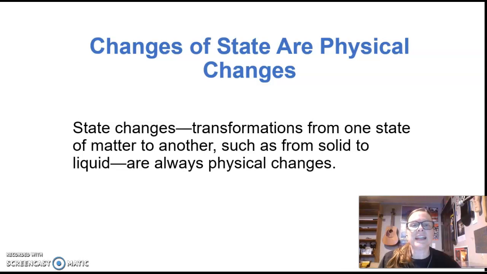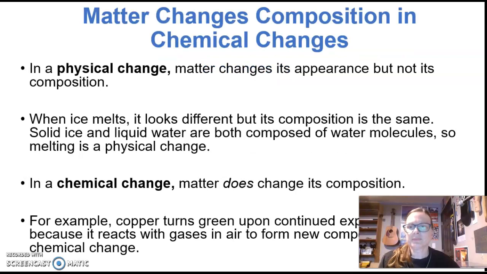So changes of state are physical changes. If you go from solid to liquid, liquid to gas, solid to gas, those are all physical changes. In a physical change, matter will change its appearance but not its composition. So when ice melts, it looks different, but its composition is the same. Since ice and liquid water are both composed of water molecules, melting is just a physical change.